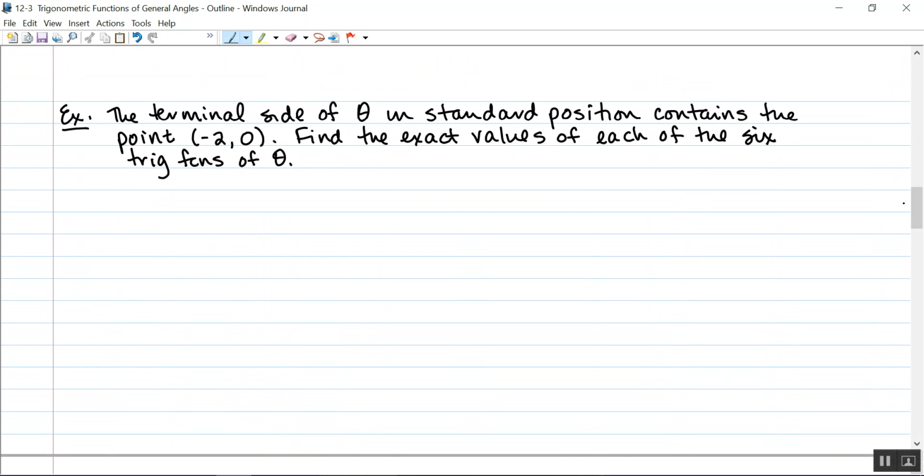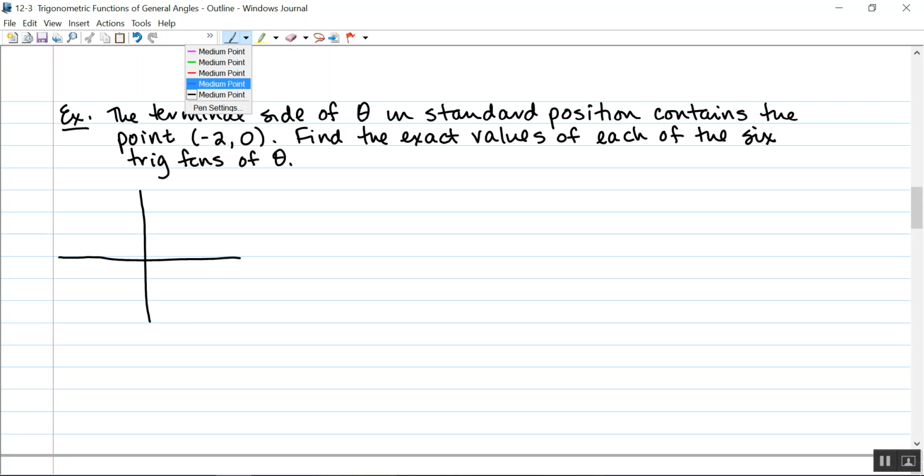So let's do an example that's similar to this. This says the terminal side of theta in standard position contains the point (negative 2, 0). Find the exact values of each of the 6 trig functions of theta. And what makes this a little tricky is we are going to have some zeros in here. So let's go ahead and draw a coordinate plane here.